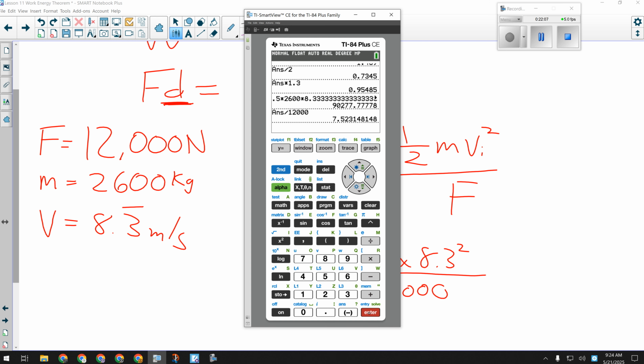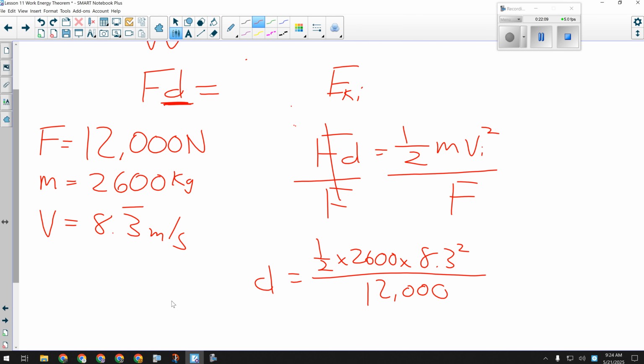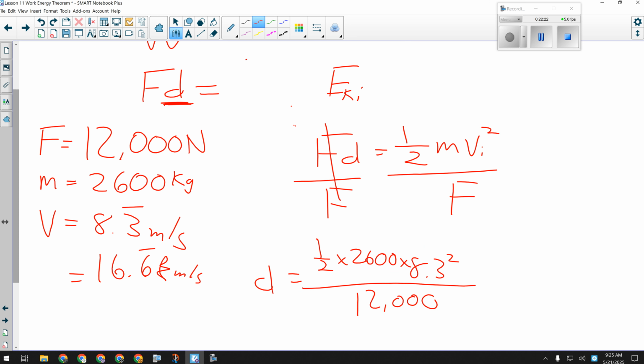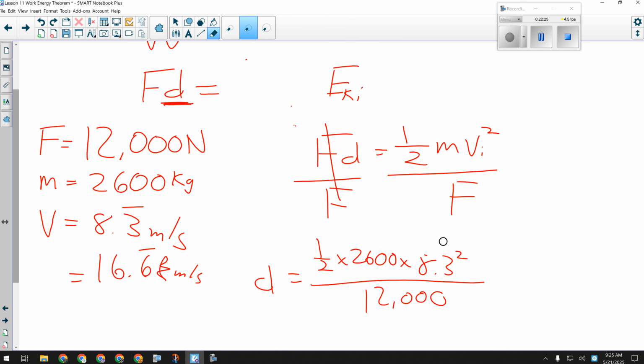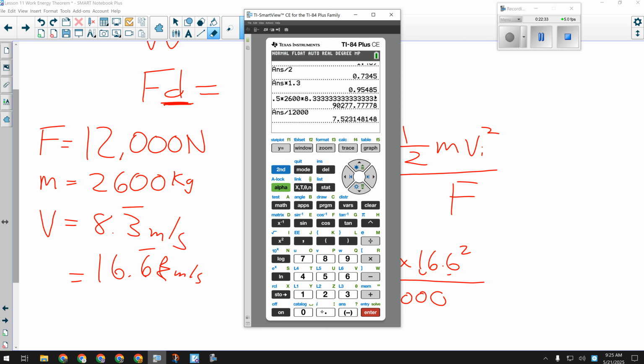So watch what happens. If I'm going 60 instead, so now I'm going 16.6 repeating meters per second. Look how far I travel. Same formula. All I'm doing now is substituting 16.6 in here. So 0.5 times 2,600 times 16.6 squared divided by 12,000 newtons.